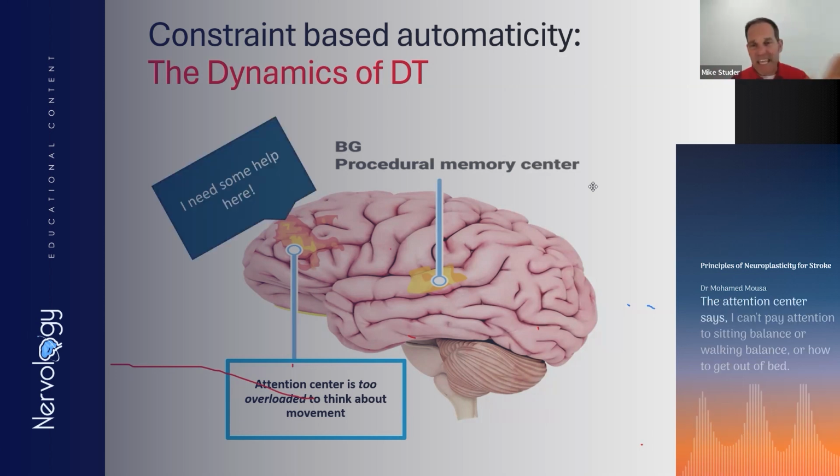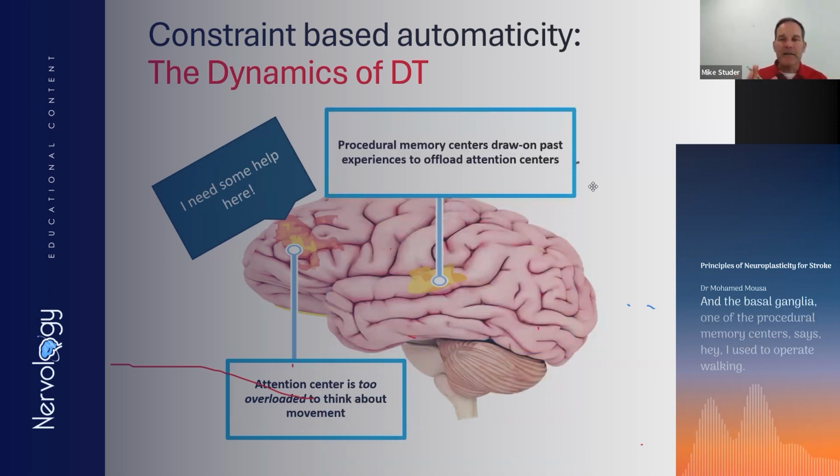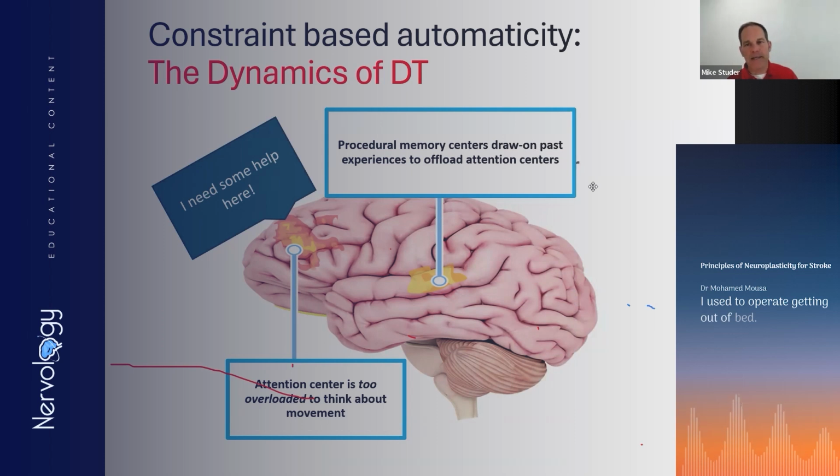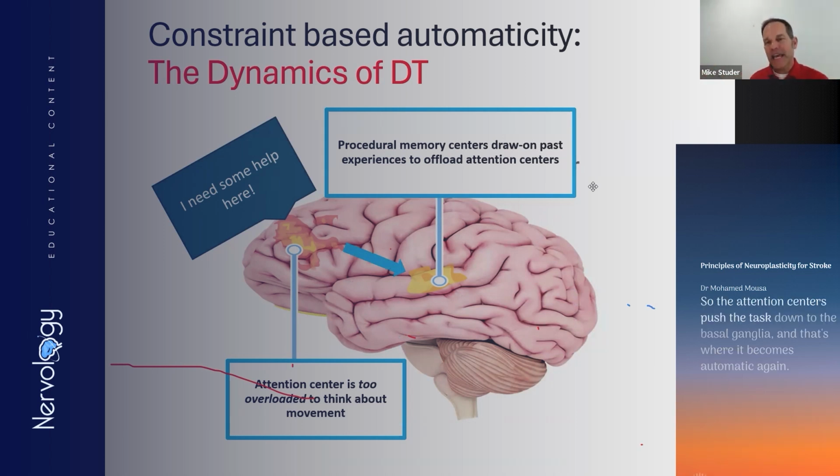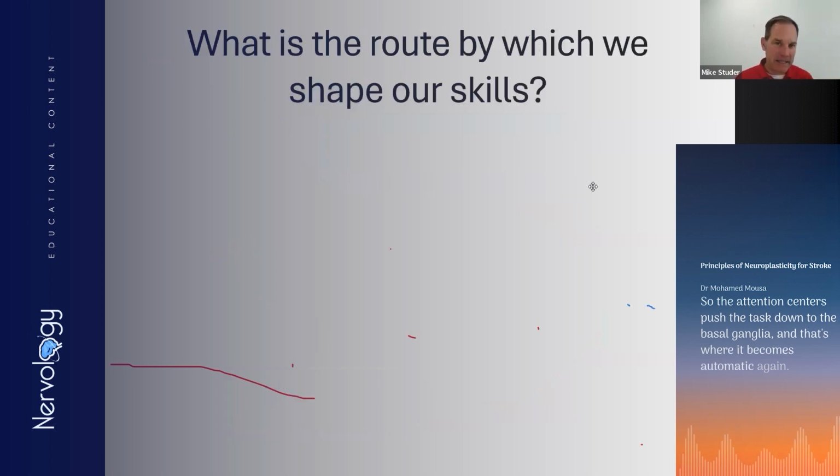The attention center says, I can't pay attention to sitting balance or walking balance or how to get out of bed right now. I've got enough to think about. And the basal ganglia, one of the procedural memory centers, says, hey, I used to operate walking. I used to operate getting out of bed. Let me take this over while you stay focused on what we have to remember. So the attention centers push the task down to the basal ganglia, and that's where it becomes automatic again.